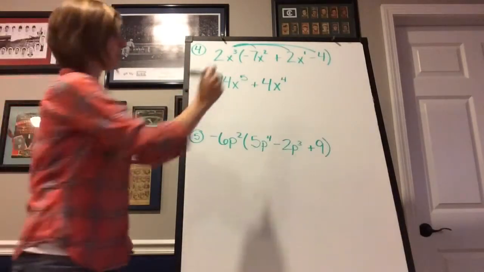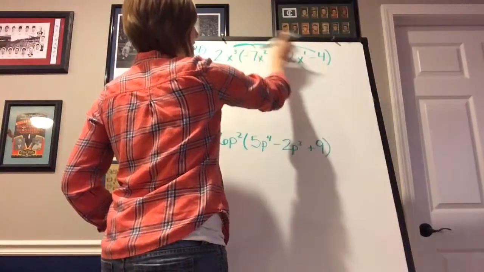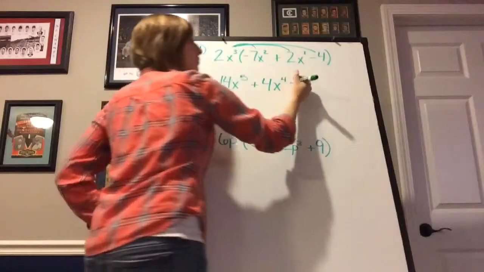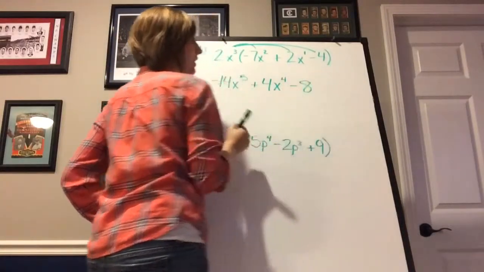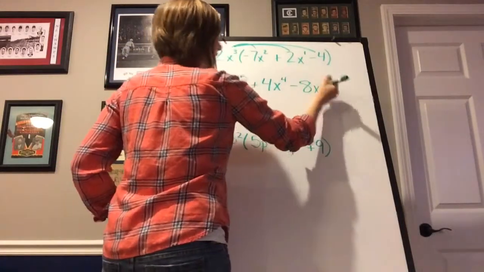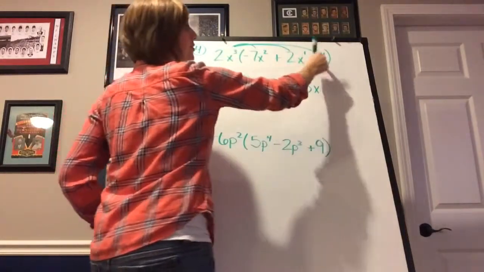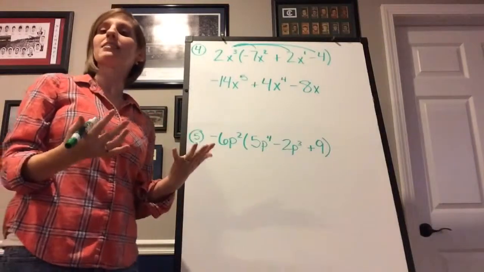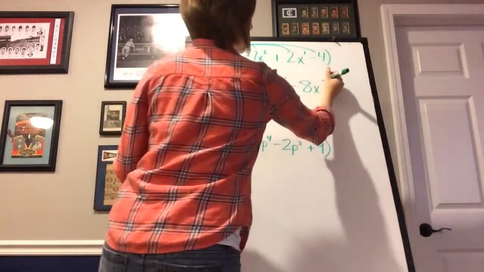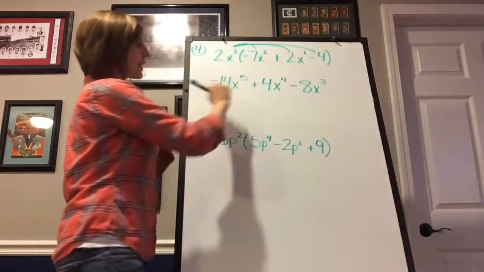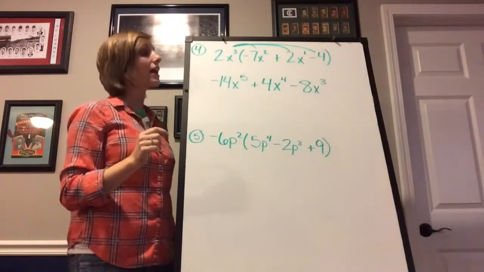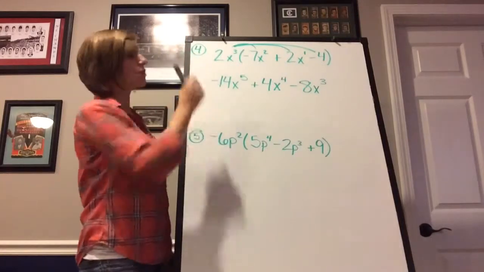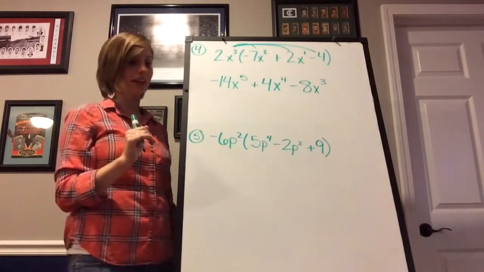For our last term, we have to distribute again to each one of these. So we're taking 2 times the minus 4. 2 times minus 4 is negative 8, or minus 8. And then we have our x. Here we have x to the third, but for the 4 there are no x's, so there's nothing to add to it, so we leave it as x to the third. So it's minus 8x to the third. So negative 14x to the fifth plus 4x to the fourth minus 8x to the third is our answer for problem number 4. That's all we're doing right now.